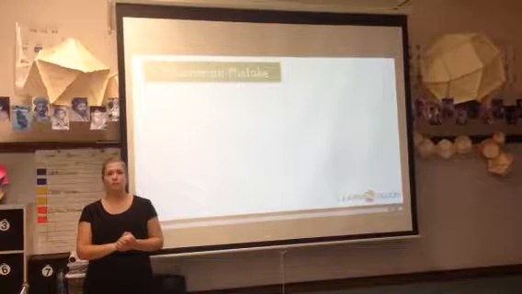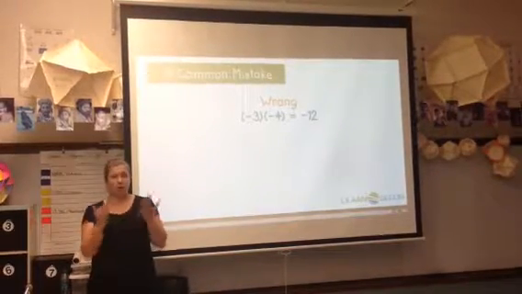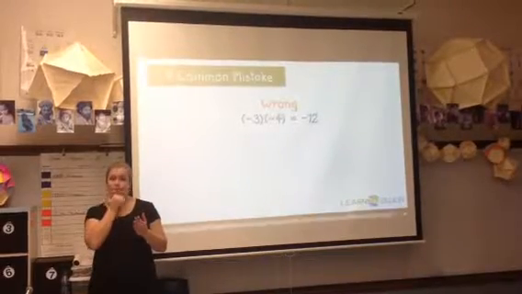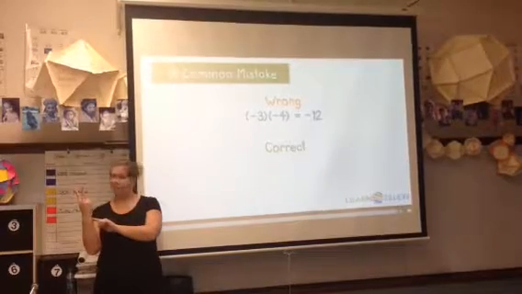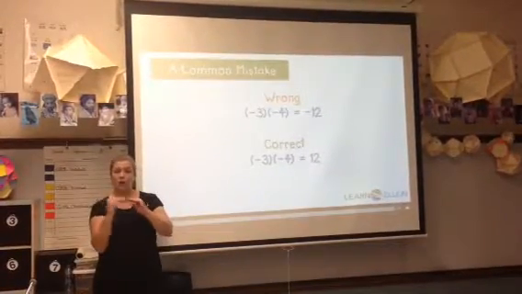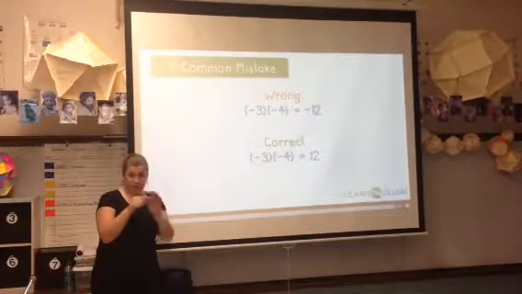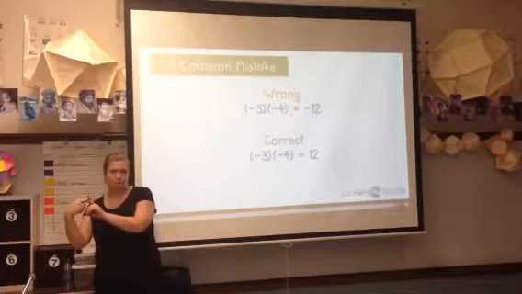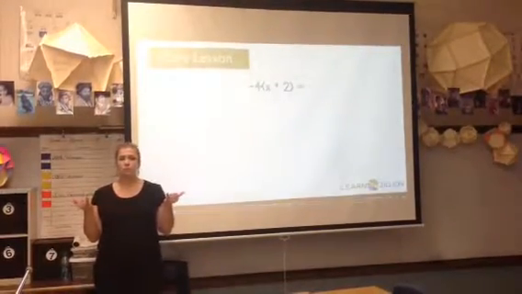Let's take a look at another common mistake. A student may incorrectly multiply negative 3 times negative 4 as negative 12, when the correct way to multiply these would be negative 3 times negative 4 is positive 12, because a negative times a negative is equal to a positive. Now let's take a look at distributing a negative.